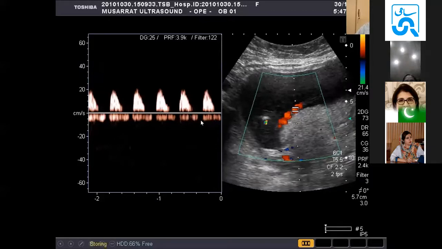And this is the venous at the back. So this means it's causing resistance in the fetus. And that's not good for the fetus.